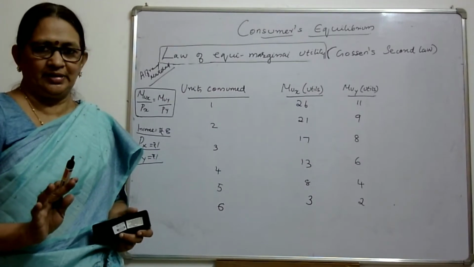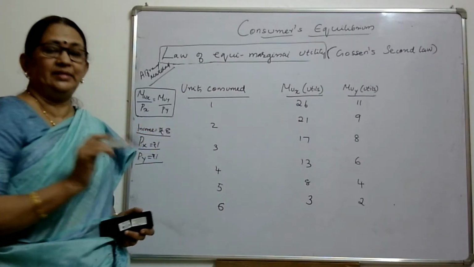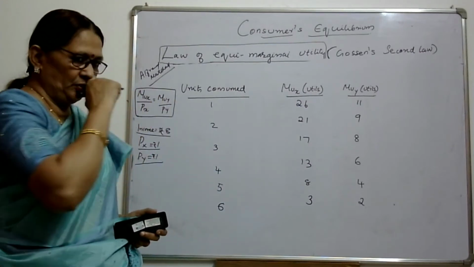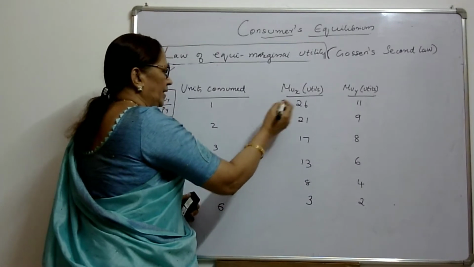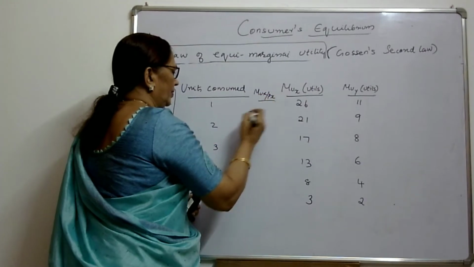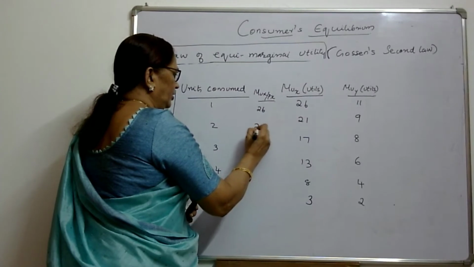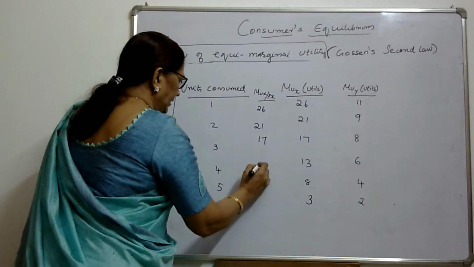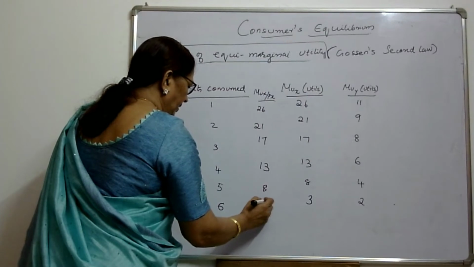It remains constant. So we have to prove that MUx by Px is equal to MUy by Py, which is equal to the limited income of the consumer. So how can we prove that? If the price of commodity X is 1 rupee, how will we calculate MUx by Px? 26 by 1, 26; 21 by 1, 21; 17 by 1, 17; then 13 by 1, 13; 8 by 1, 8; then 3 by 1, 3.